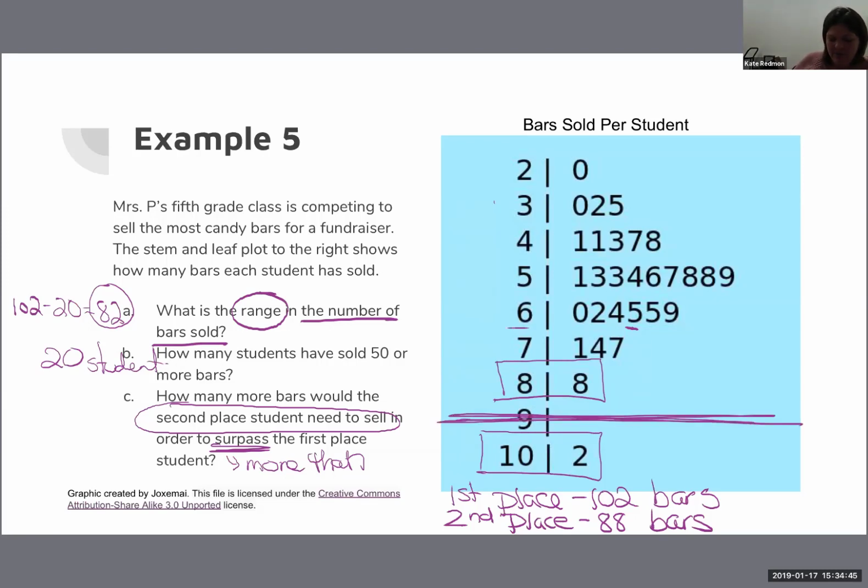Okay, so how many bars would Mr. Second Place have to sell in order to surpass the first place? In order to surpass him, I only have to sell one more than him. Okay, so I have to get to at least 103. So I want 103. I'm only at 88 right now. Let's find the difference between those two numbers. 103 minus 88 means I have to sell 15 more bars just to surpass him, get right past him.